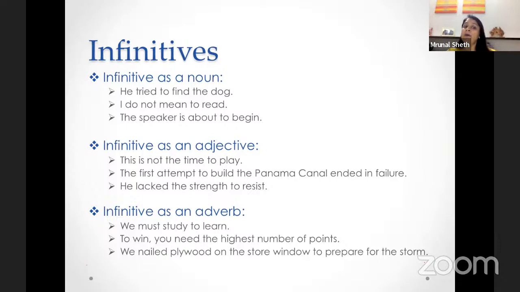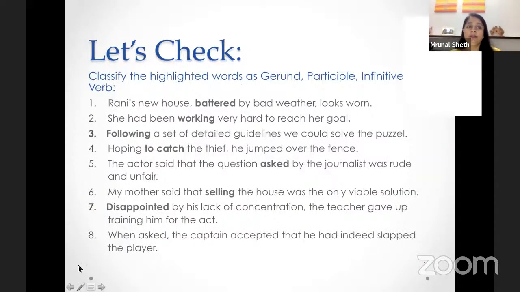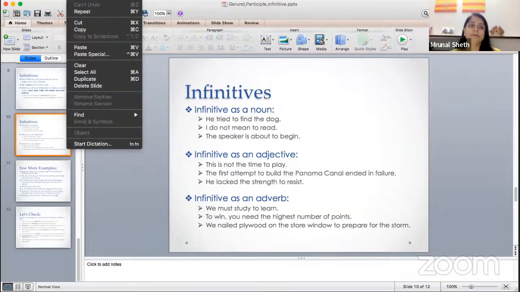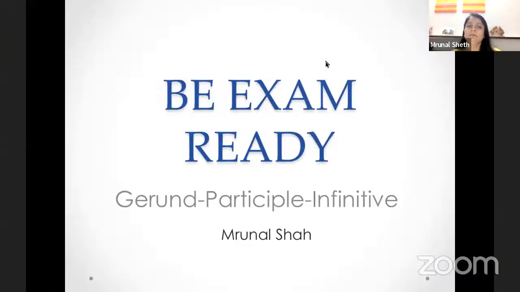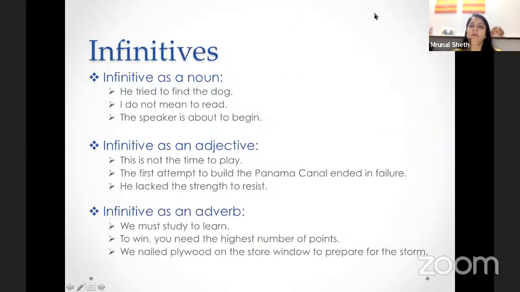The speaker is about to begin. Here, the speaker is about to what? To begin. Okay? This is an object of a preposition. It is the object of the preposition about, right? So this is the object of the preposition about.